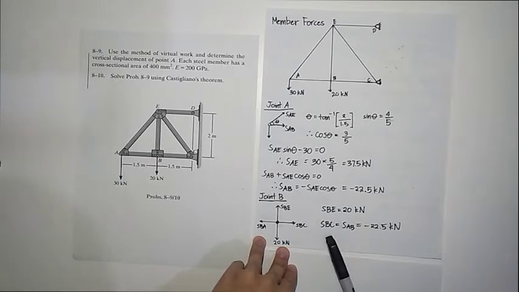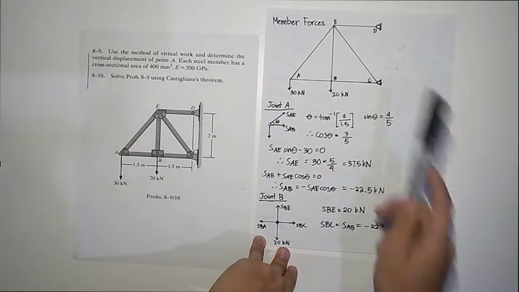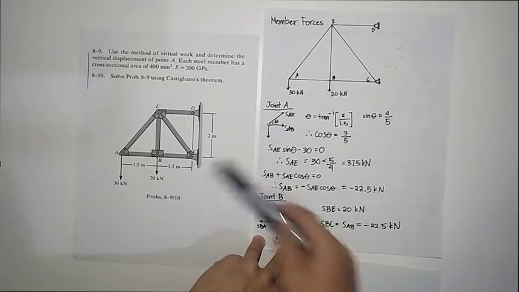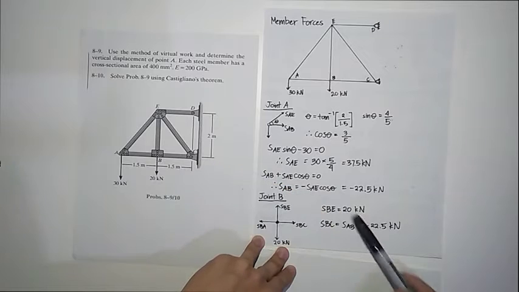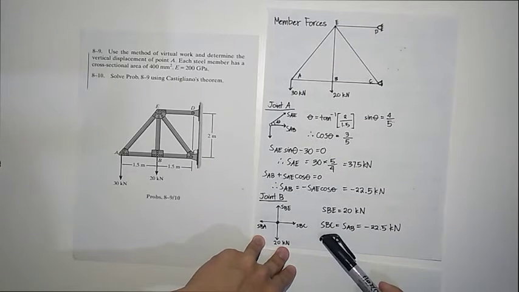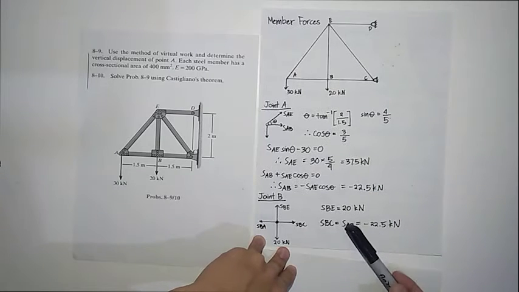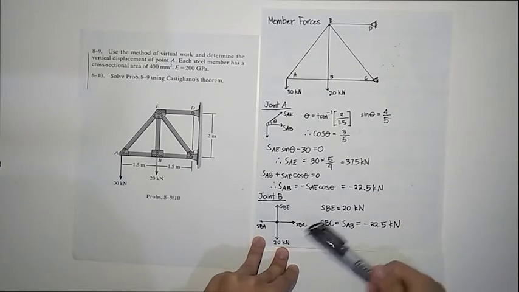So, next po ay ang segment BC. Segment BC is equals to segment AB. Parehas lamang siya kasi na-equal lang po siya. So, ano po yung nasolve natin sa segment AB kanina? Ito po, negative 22.5. So, ganun din po sa SBC.